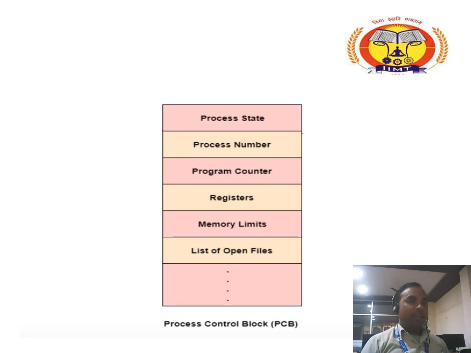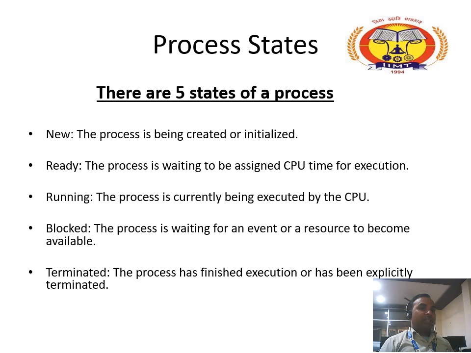Now come to the next slide. My dear students, as I have told you, we will discuss the states of a process. There are 5 states that we have declared here. The first state is new. What do you mean by new state? As I have written here, when the process is created or initialized, in that case the process will be in new state. So this is called the new state of the process.